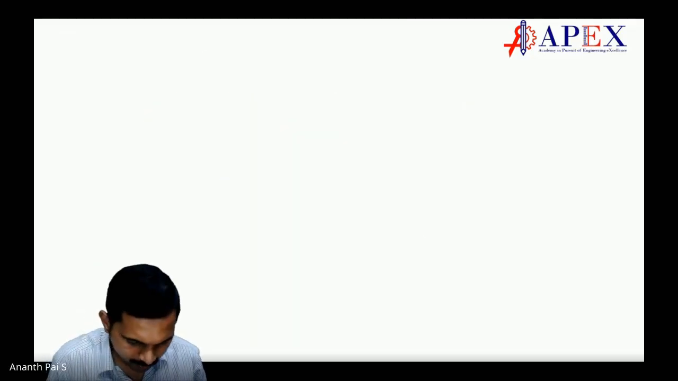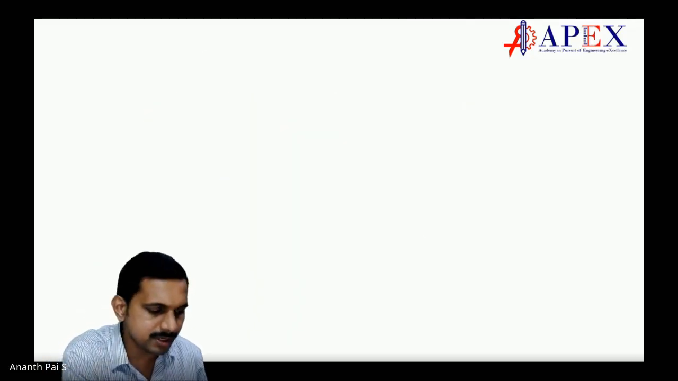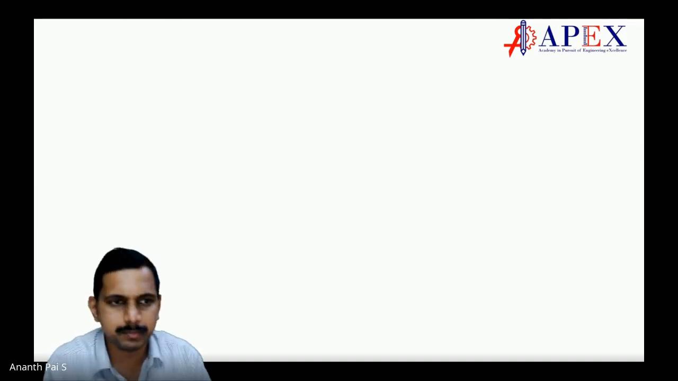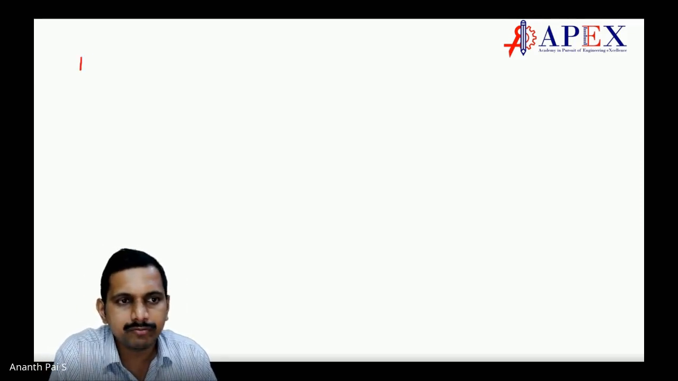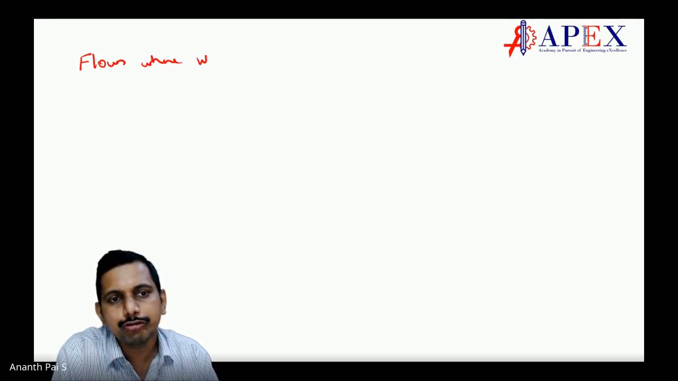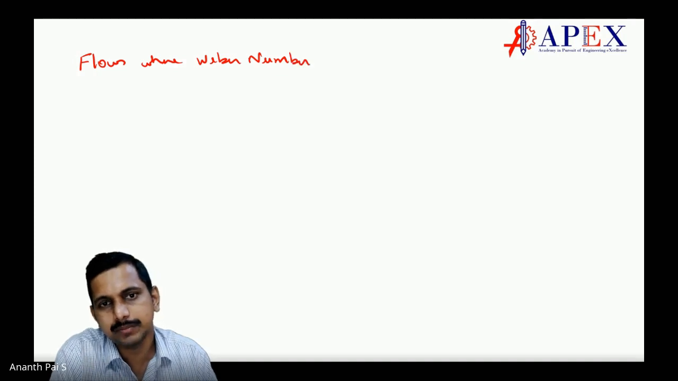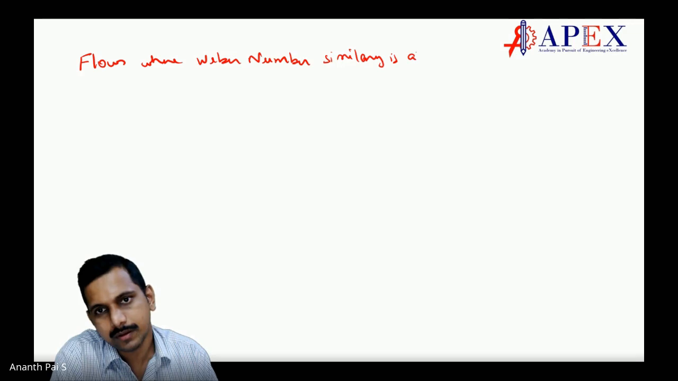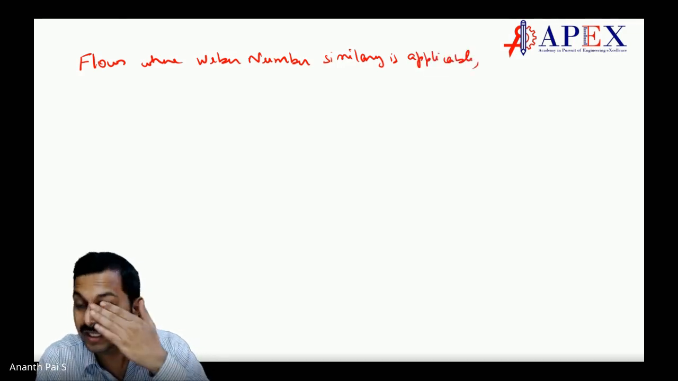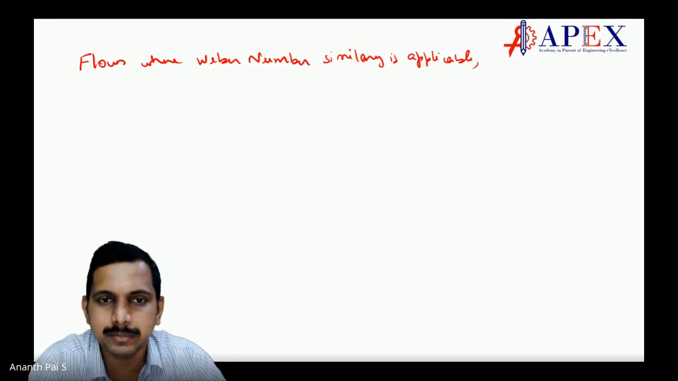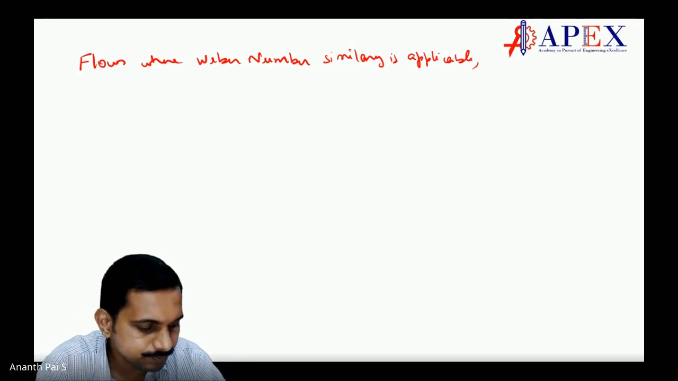Okay. Now, where are these applicable? Can you tell me which are the places, which are the flows where it is applicable? Flows where Weber number is important. Flows where Weber number similarity is applicable. Where are these kind of Weber number similarities applicable? Can you tell me, students?